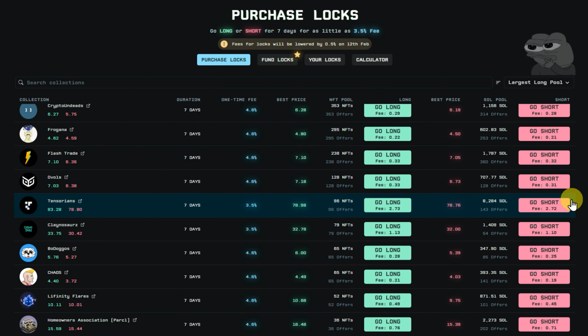If you're just learning the system, it could be a good idea to start with the more affordable collections initially before you go and degen into something that's maybe a little bit more expensive like a Tensorian. However, if you think the floor price is going to go up or down based on different news or market sentiment, then by all means back yourself. But that's not advice or financial advice, it's just an idea.